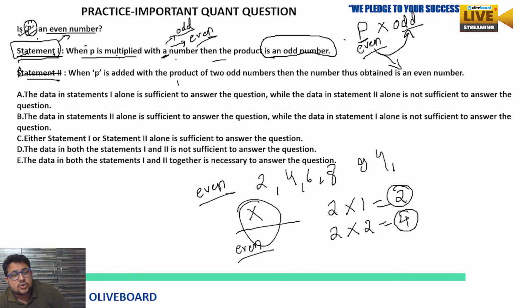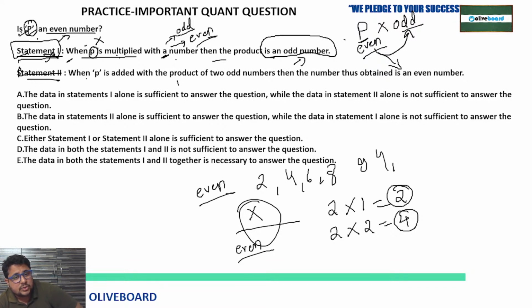So what does this condition show? P is multiplied with a number, then the product is an odd number. This is just against the condition. It is saying that it is not possible that P is an even number. So statement 1 is not sufficient to answer this question. Are you getting my point? Because we are getting an odd number here, and when we multiply an even number, we always get an even number only. So statement 1 is just against the condition. From here we are getting that P is not an even number.